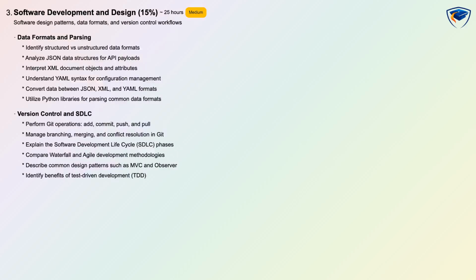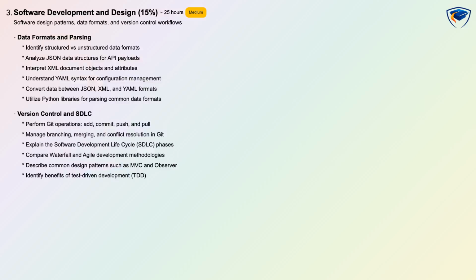Software development and design is 15% of the exam, focuses on design patterns, data formats and version control, and is rated medium with an estimated learning time of 25 hours and assessment type conceptual plus scenario-based. You will work with structured and unstructured data formats, analyze JSON and XML payloads, understand YAML for configuration, and practice converting data between JSON, XML and YAML using Python parsing libraries.